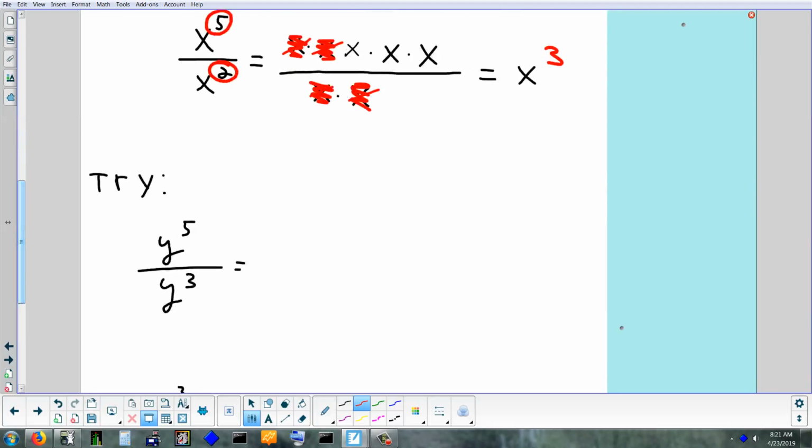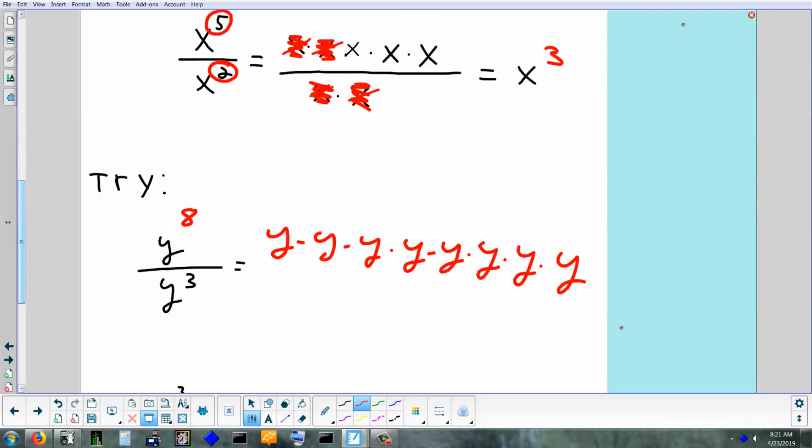Let's see, let me just change the numbers up a little bit. Let's do this and let's do that. Okay. Y to the 8th, what does that mean? It means y times itself 8 times. You guys, when you do this, you don't have to list it every time. I'm just showing you the idea of what happens. And then y cubed. Y times itself 3 times. Y times y times y.